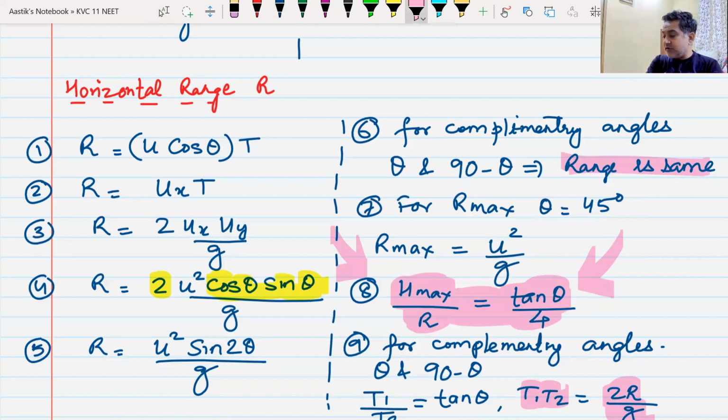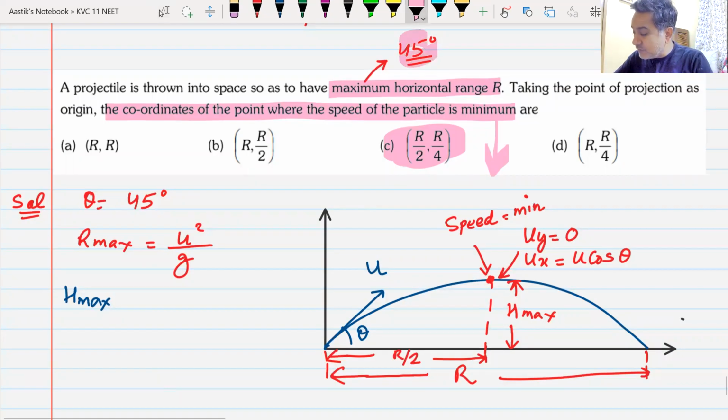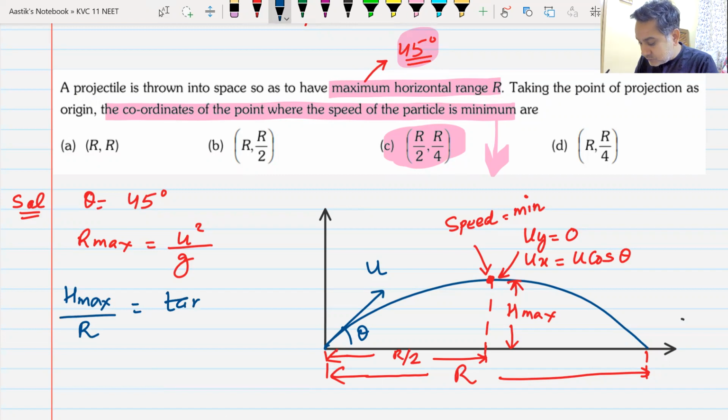Now let me take you back to this question. Here I know that this is maximum range. So the value of theta is 45. H max divided by r is tan of 45 divided by 4. Do we understand this? Tan of 45 is 1. So H max will be range divided by 4.